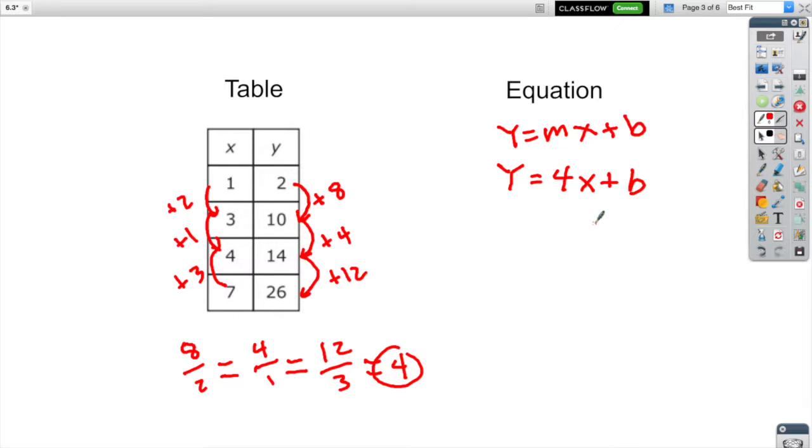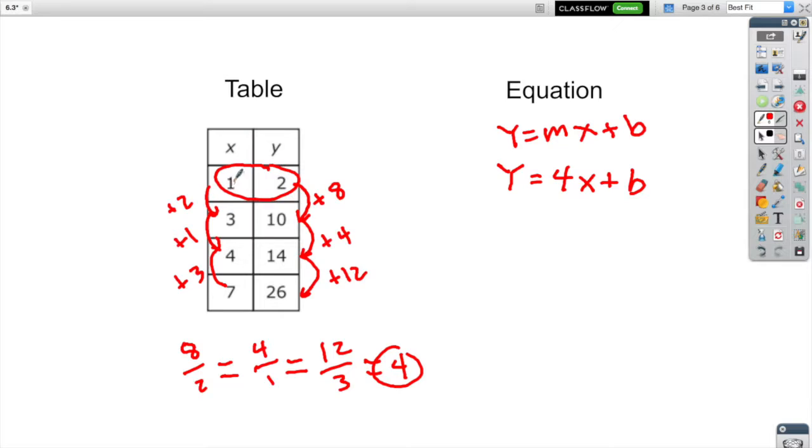All right, what you can do is this. I have all these different possible selections for x and y: 1 and 2, 3 and 10, 4 and 14, 7 and 26. Pick one of them. I'm going to pick the easiest one. I'm going to pick 1 and 2. So to find b, what you can do is this.